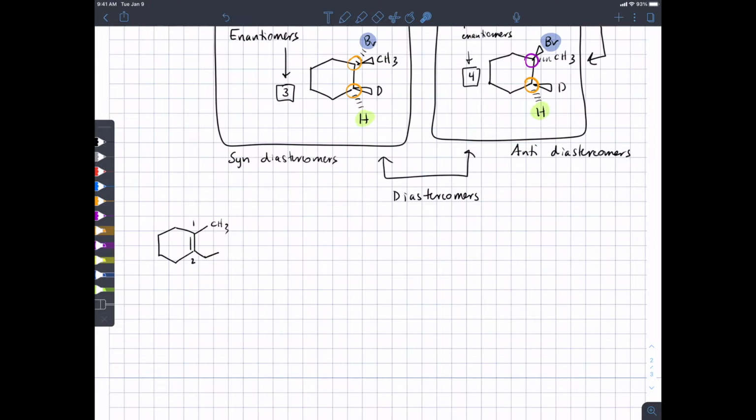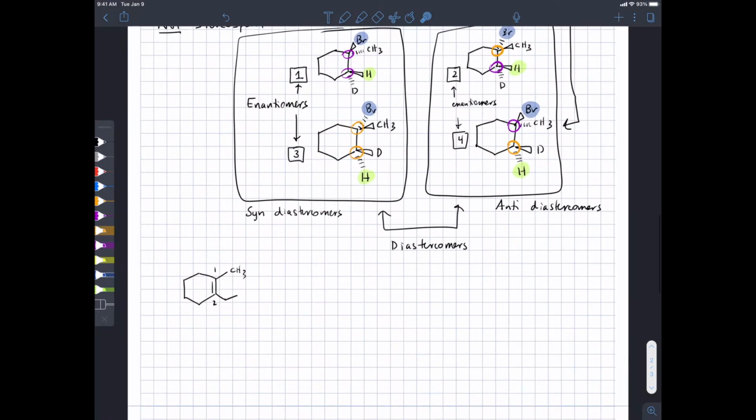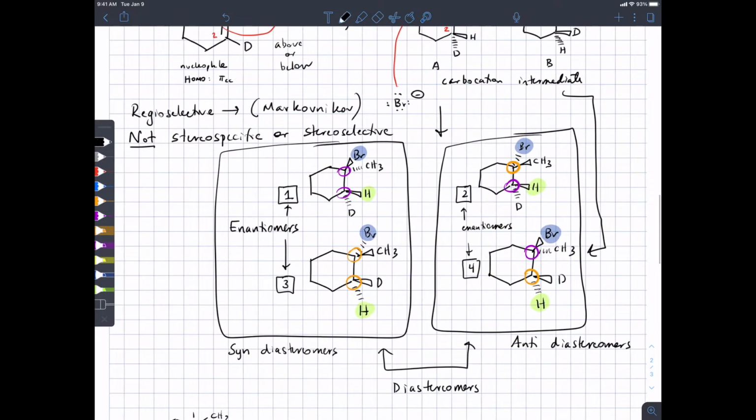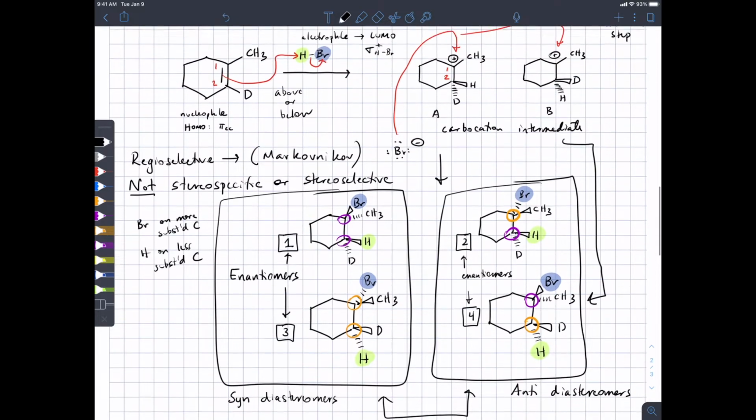Okay, so some questions from the chat. Isn't D just another hydrogen? Deuterium is an isotope of hydrogen. It's the same size. The nucleus has just got another neutron in it for deuterium. It behaves chemically just like hydrogen, only we can tell the difference. So because we can tell the difference, it becomes a stereocenter. The Markovnikov regioselective explanation is just that the reaction is regioselective for putting Br on the more substituted carbon and H on the less substituted carbon. But the reason for that is easy. It's because you choose the pattern that gives you the more stable carbocation intermediate.